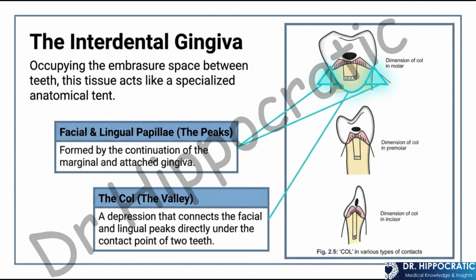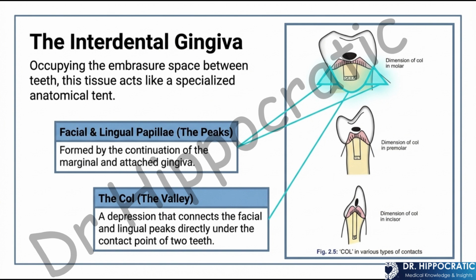Right. Let me read the structural labels. First, the peaks. Facial and lingual papillae, the peaks, formed by the continuation of the marginal and attached gingiva. So if you view a healthy mouth from the front, you see these distinct, knife-edged pink triangles pointing upward between every single tooth. Like little mountain peaks. Exactly. Those are the facial papillae. And there is an identical set of peaks on the inside of the mouth facing the tongue, the lingual papillae. What's their purpose? They are engineered to completely fill the embrasure space, preventing food impaction during chewing.